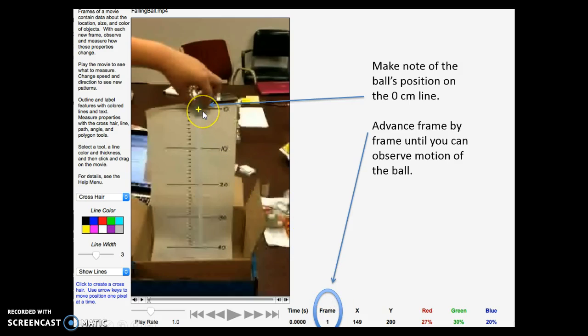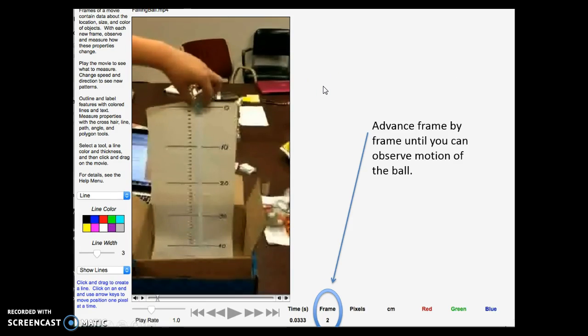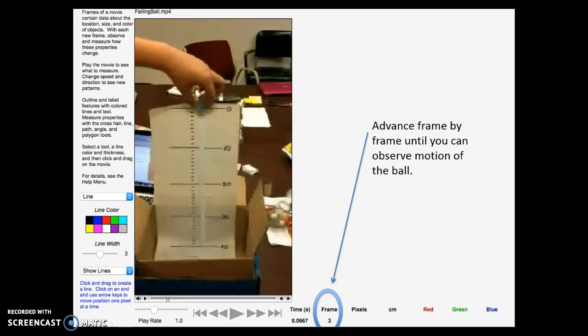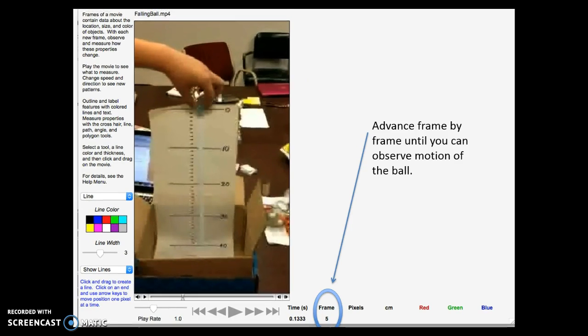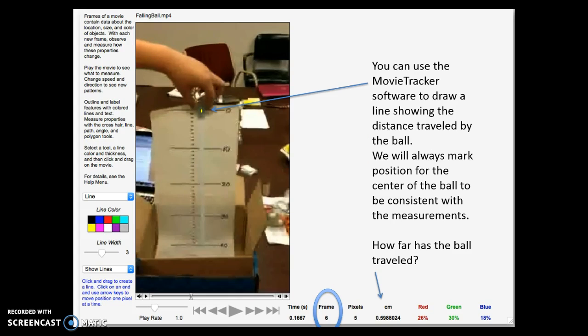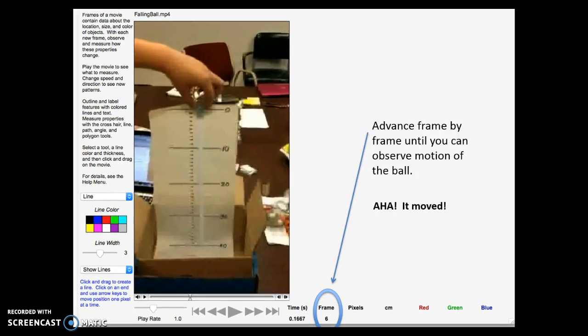Now I'm going to go to frame two, and see if you notice when the ball drops. There's frame two, frame three, frame four, frame five, frame six. And you should see that it moved on frame six. So we're going to go back to frame five.